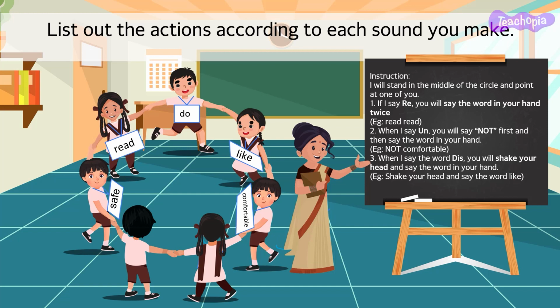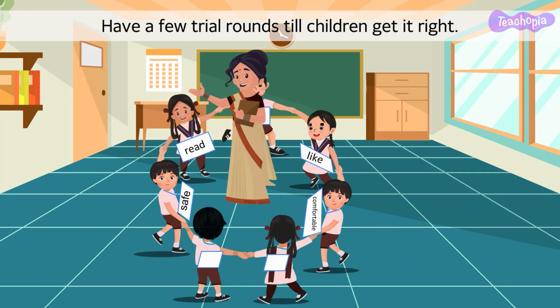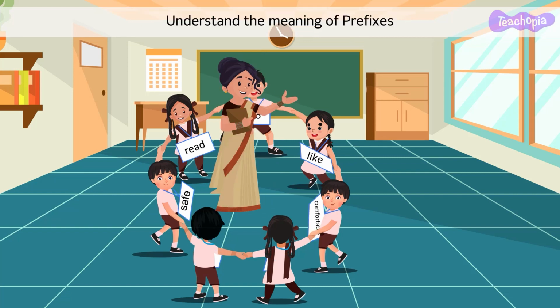When I say the word dis, you will shake your head and say the word in your hand. For example, shake your head and say the word like. Have a few trial rounds till children get it right. Re. Read, read. Do not worry about calling out the right prefix for the word. Focus on helping children understand the meaning of prefixes first. Un. Not like.